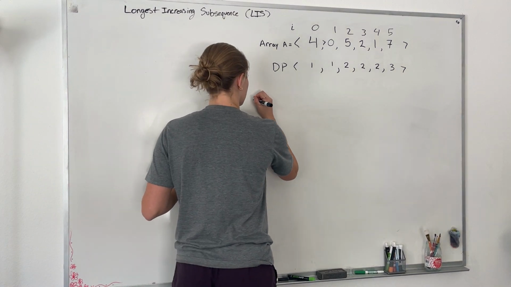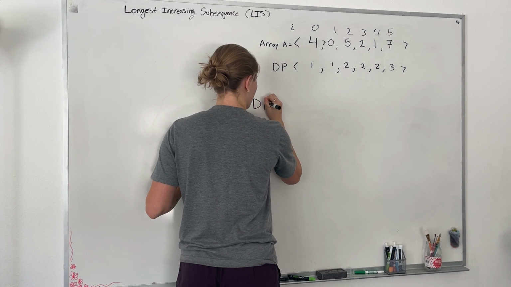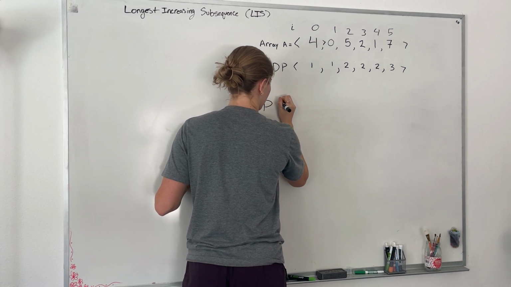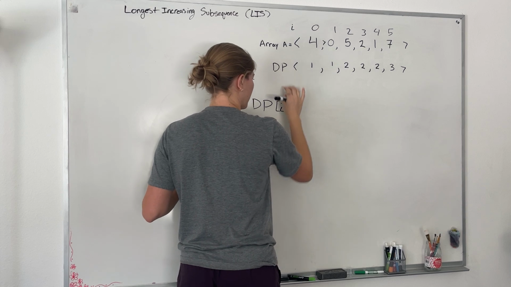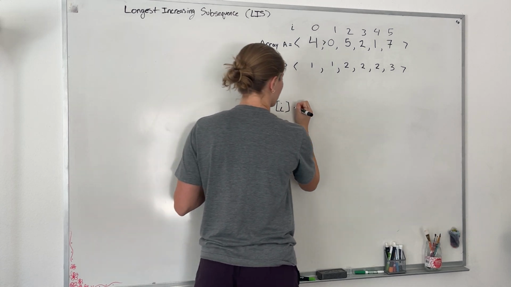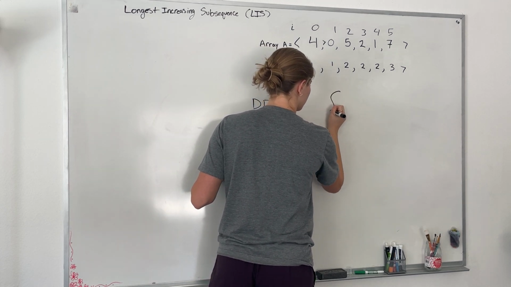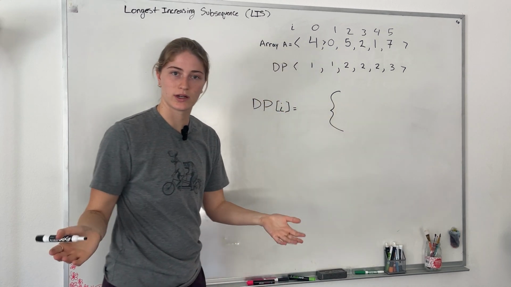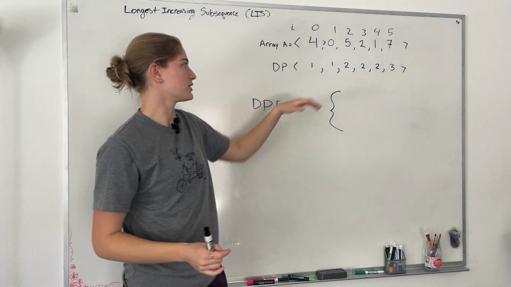Well, what's the DP recurrence? That means that for your DP array, every value at I is going to have something stored in it. Well, what's stored in it? We have a couple options.